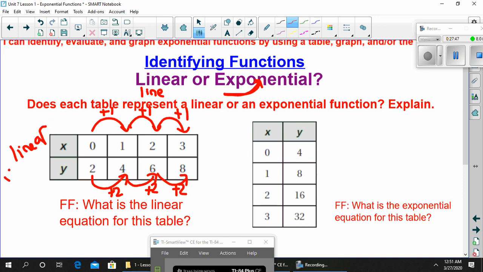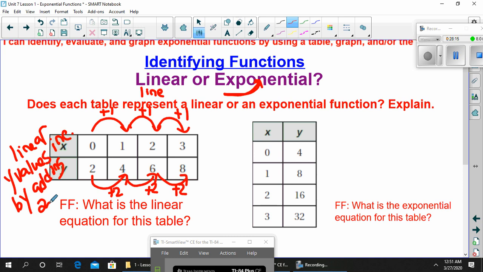The y values are increasing by adding 2 each time.